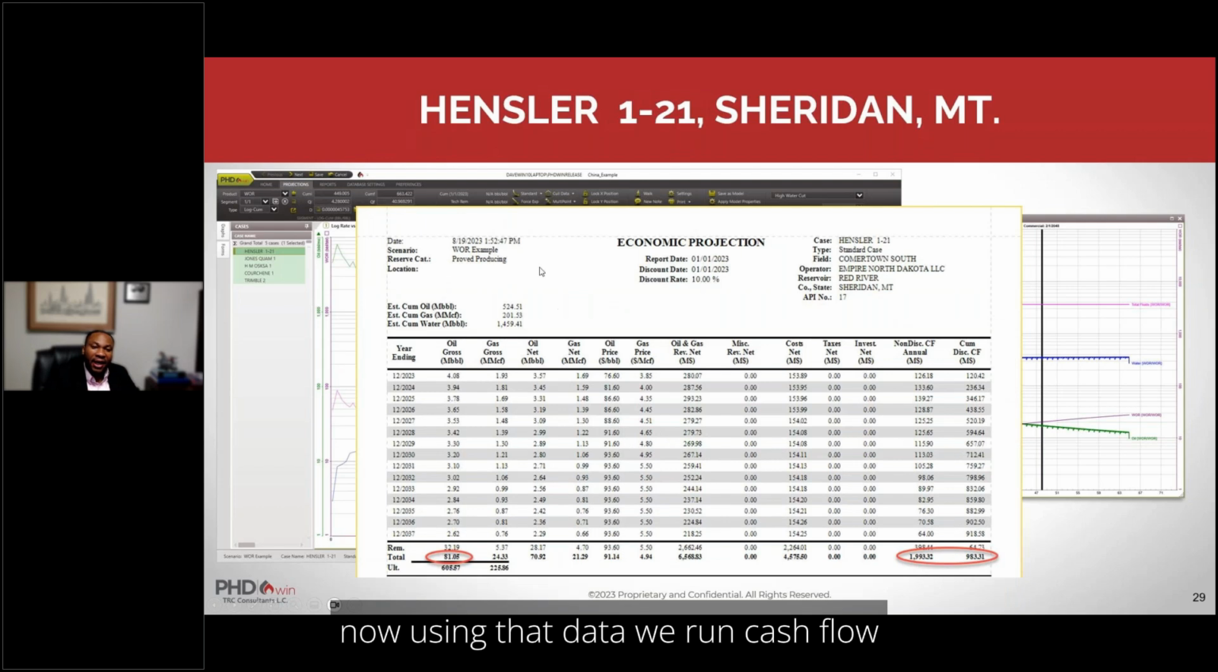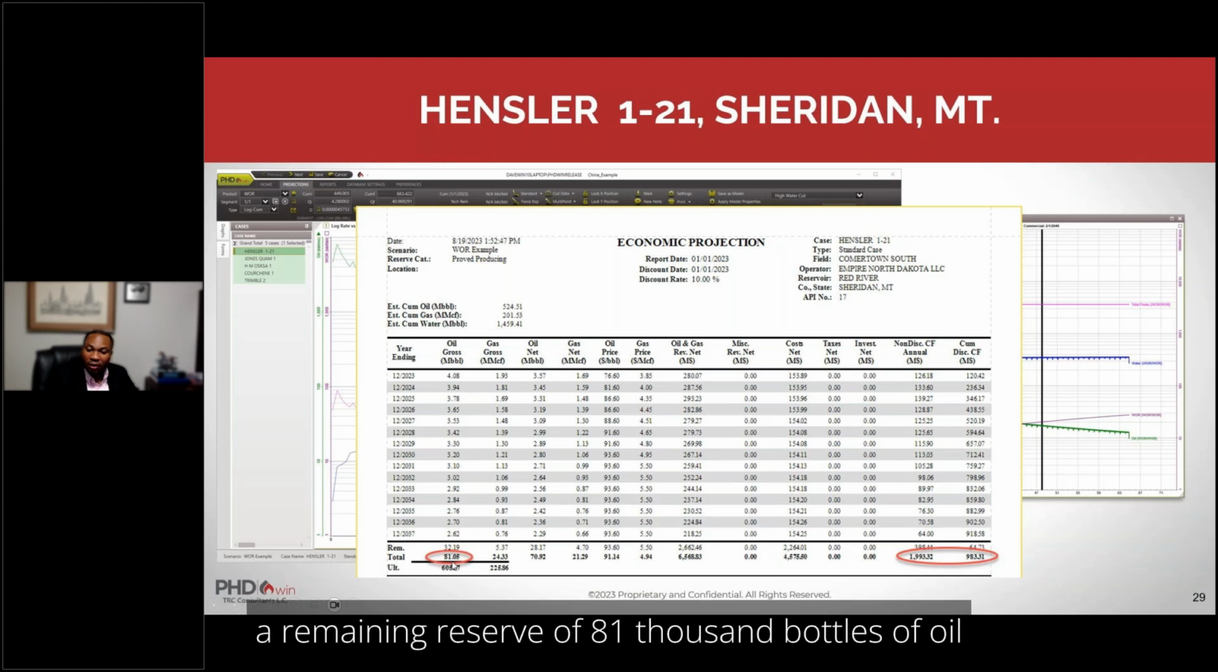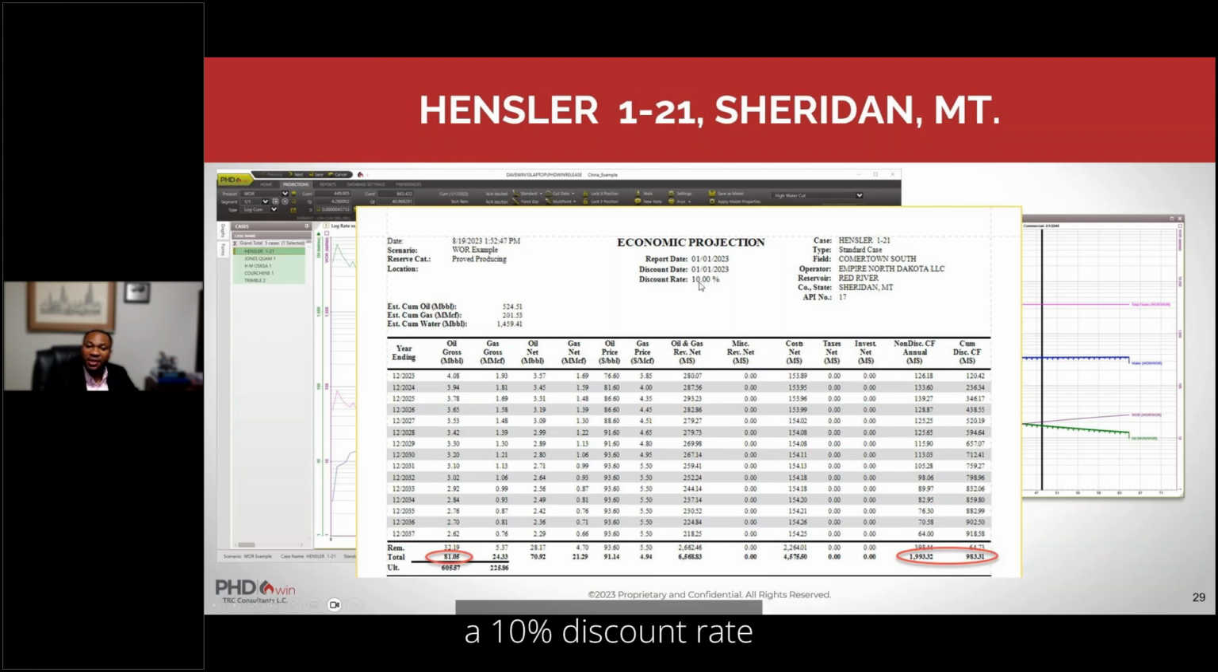Now, using that data, we run cash flow for the Hessler well number 121. For this situation, we see a remaining reserve of 81,000 barrels of oil and a net cash flow of $983,000 at a 10% discount rate.